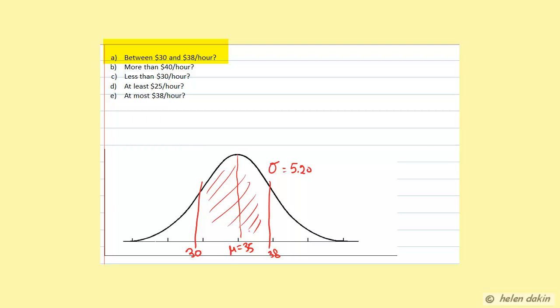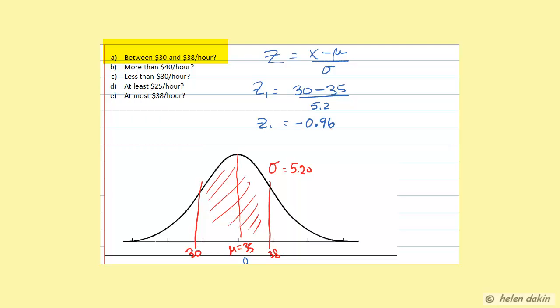And so what I need to do is calculate some Z values, or relate it back to the standard normal distribution, which has a center at 0 and a standard deviation of 1. So I'm going to use the formula for the Z value: Z is equal to x minus mu over sigma. We have two x values here. Z1 is going to be $30 minus the mean, which is 35, divided by the standard deviation, which is 5.2. And that corresponds to a Z value of negative 0.96.